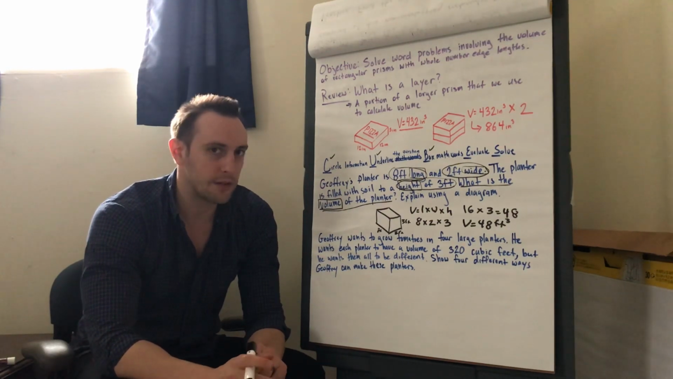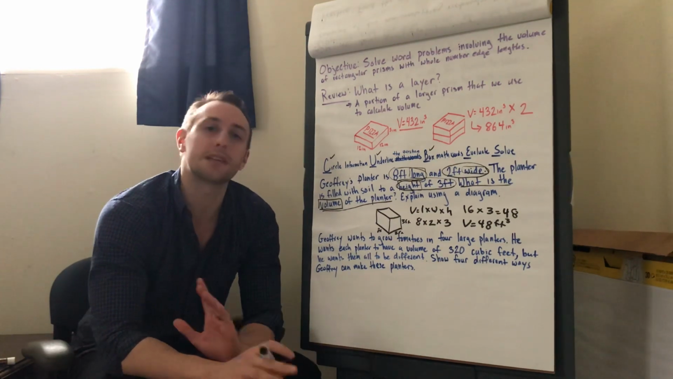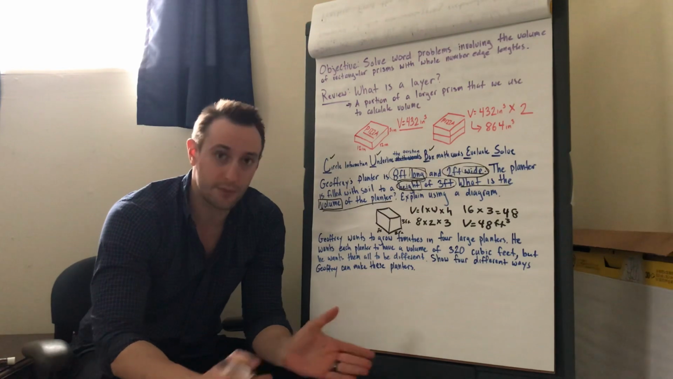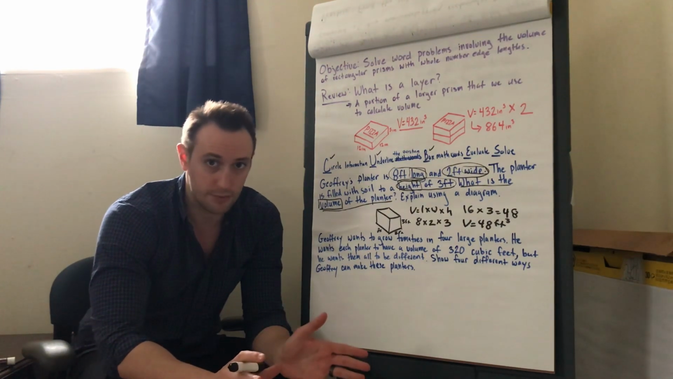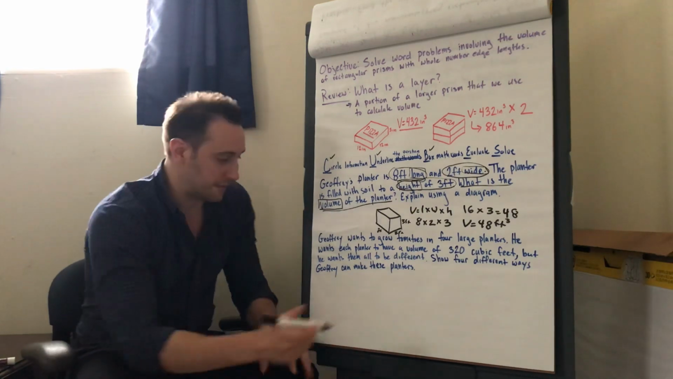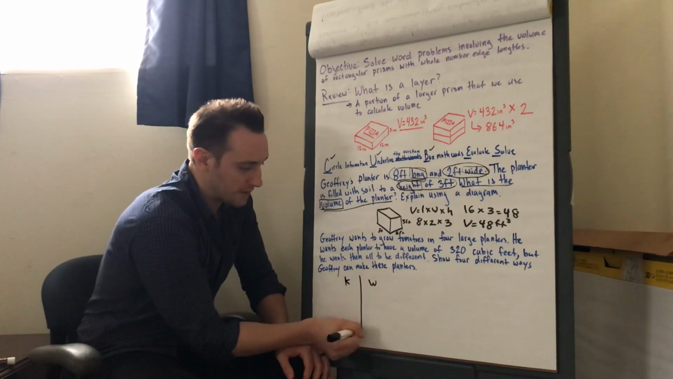All right, so what I'm going to do is, this is a longer one, and this one, in my opinion, is just a little bit more difficult than the previous one. So what I'm going to do is create my KW chart. It's just going to make things a lot easier for me. So let's do what I know about this problem and what I want to know.